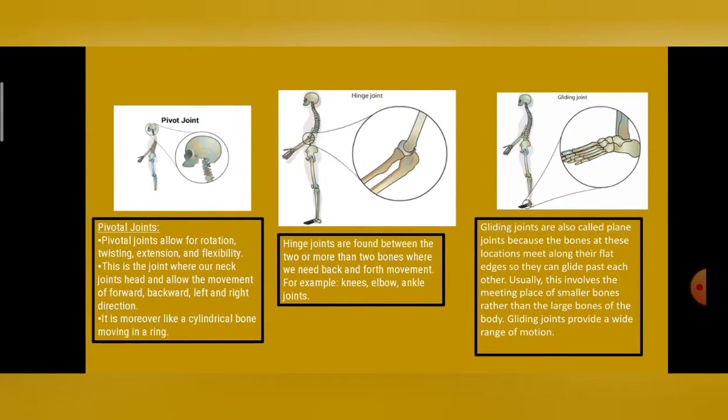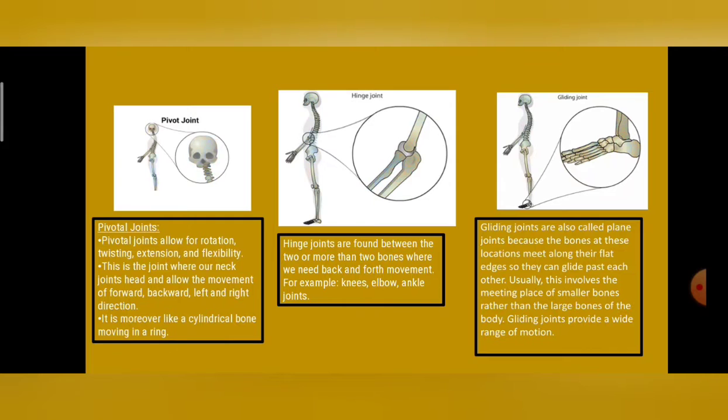Look at the picture. Picture 1, pivot joint. What is a pivot joint? Pivot joints allow for rotation, twisting, extension, and flexibility. This is the joint where your neck joins your head and allows movement in forward, backward, left, and right directions. It's like a cylindrical bone moving in a ring. 2. Hinge joint. Hinge joints are found between two or more bones where we need back and forth movement. For example, knees, elbow, ankle joint.